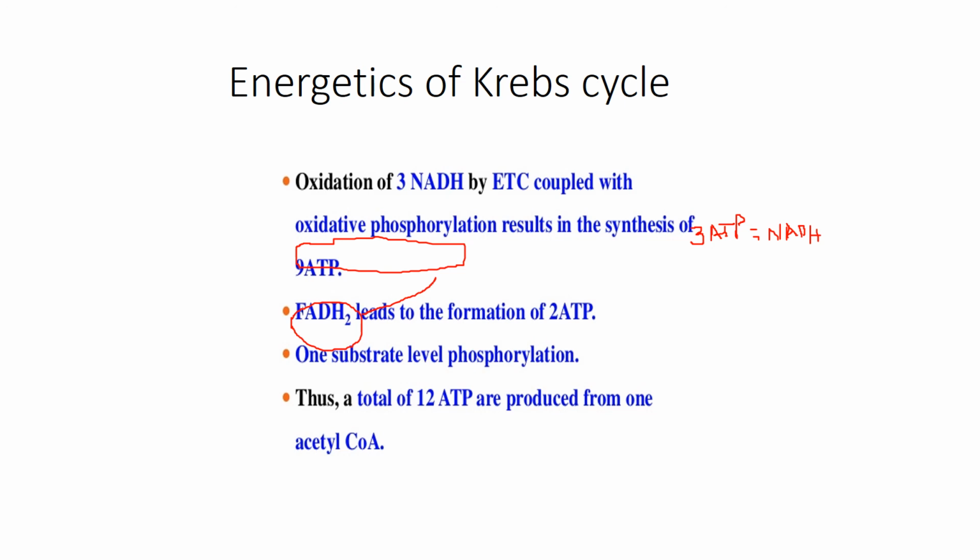So 9 ATP molecules will be produced in this process, and keep in mind 1 FADH2 is produced in one cycle, which will produce 2 ATP molecules, and 1 ATP molecule is produced in the form of substrate level phosphorylation. So a total of 12 molecules are produced from 1 acetyl CoA, and keep in mind one glucose molecule will produce 2 acetyl CoA, so the total count will be 24 molecules, and this will be discussed at the end. We will again discuss the energetics of the whole aerobic respiration.